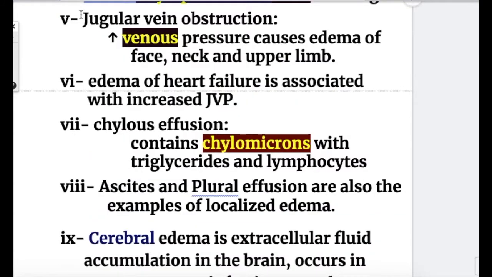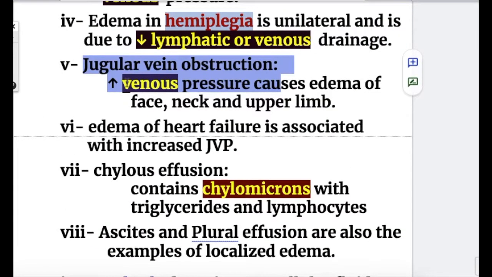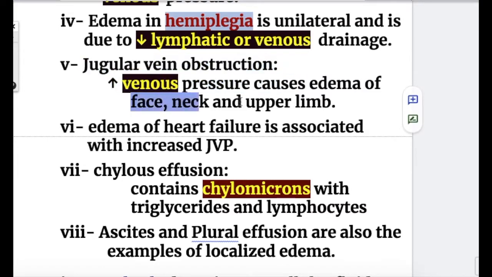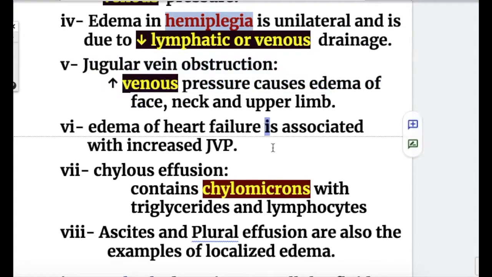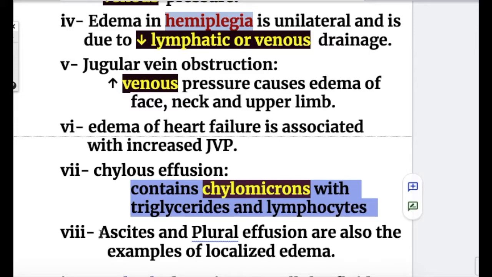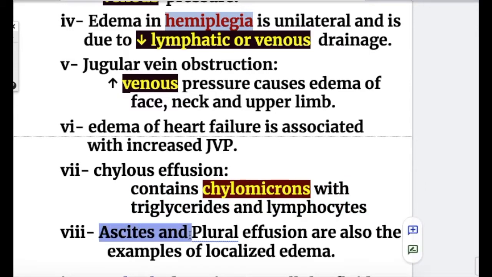Number 4, jugular vein obstruction may cause increased venous pressure that causes edema of the face, neck, and upper limb. So jugular vein obstruction causes edema of the face, neck, and upper limb. Edema of heart failure is associated with increased jugular venous pressure. Number 7, chylous effusion. What's that? It contains chylomicrons with triglycerides and lymphocytes. Number 8, ascites and pleural effusion are also examples of localized edema.